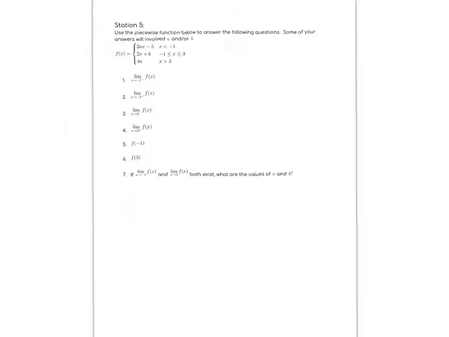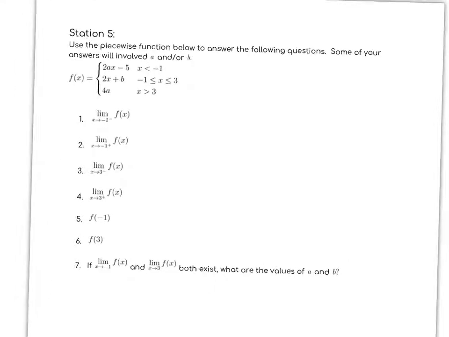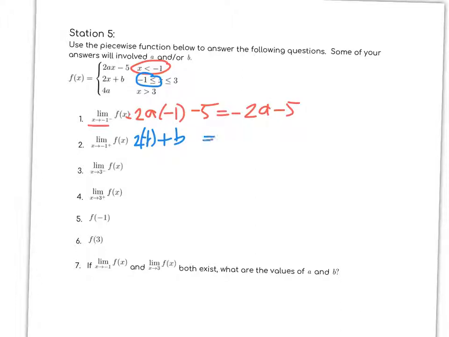Okay, we've got some piecewise stuff going on here. We're going to start from the beginning. The limit as x approaches -1 from the left. That's using this stem because we're on the left side of -1. It's going to be 2a times -1 minus 5, which is -2a minus 5. From the right side, we're going to use this stem. We're going to have 2 times -1 plus b, which is -2 plus b.